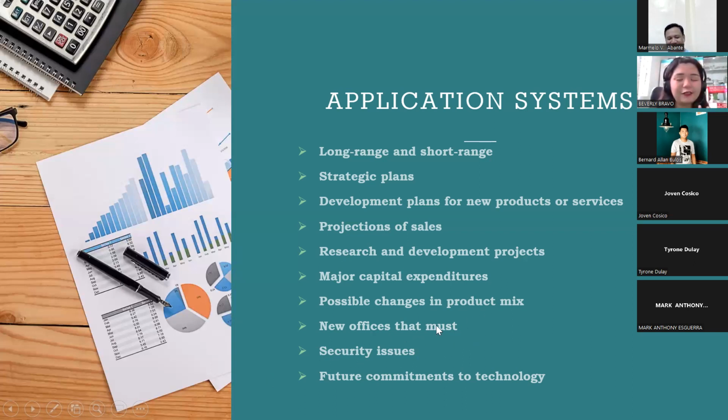Okay, new offices. New offices are required to actually build the network, so it will also increase the cost. It also has to be documented. The security issues also include how we are going to solve those issues.